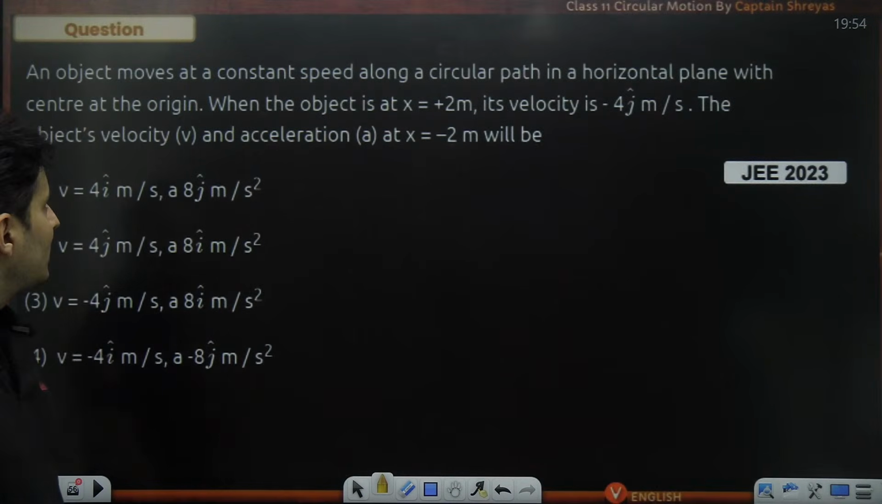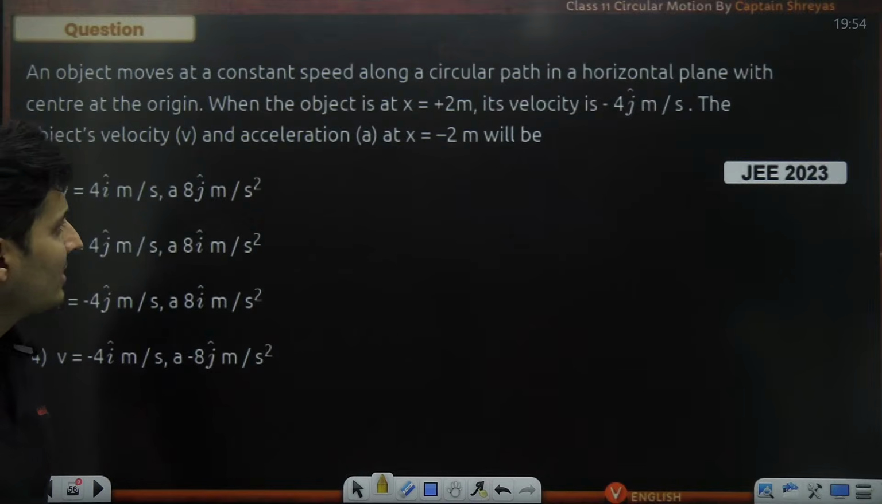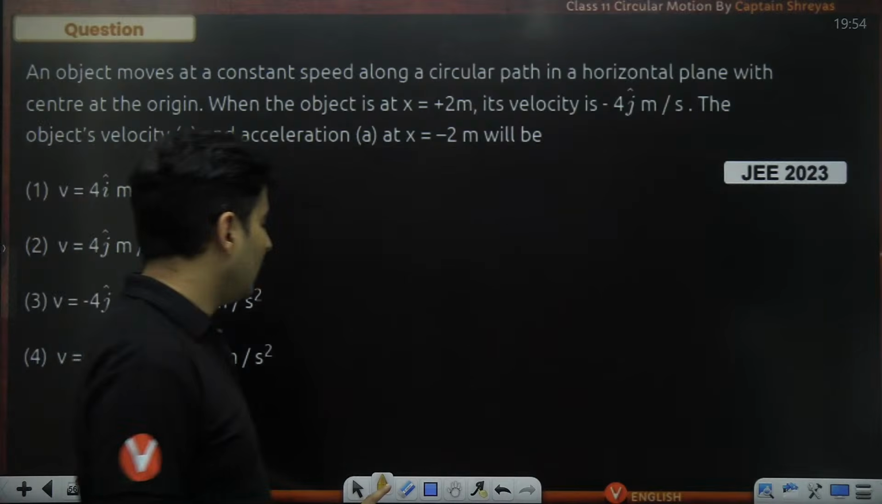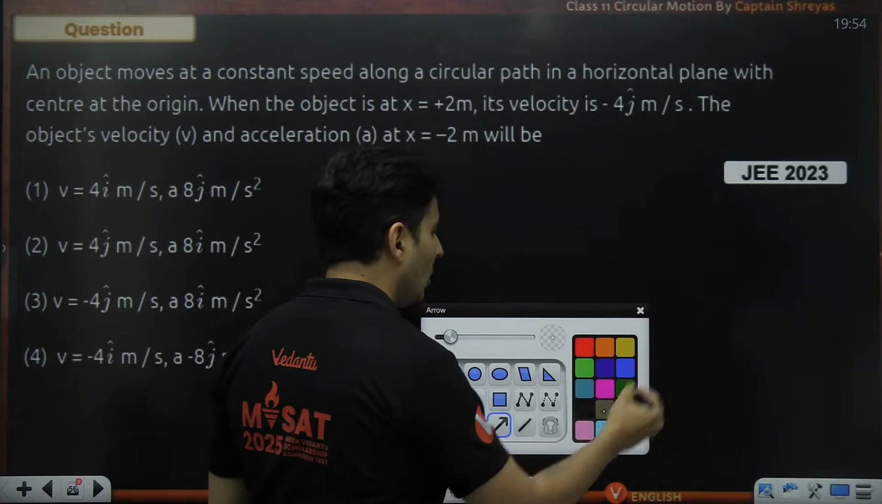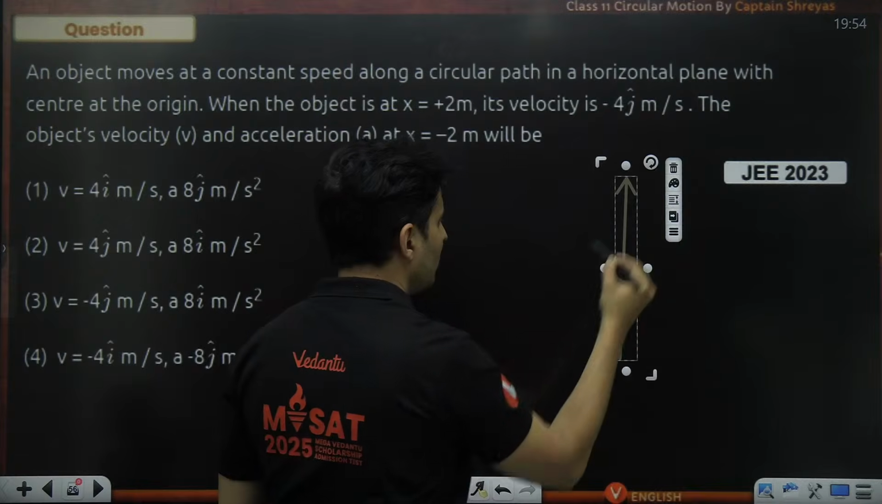An object moves at a constant speed along a circular path in a horizontal plane with the center at the origin. When the object is at x equals +2, the velocity is this much. When the object is at that point, what will the velocity and acceleration be at x equals -2? Okay, let's draw it without drawing. I don't think we can visualize it.